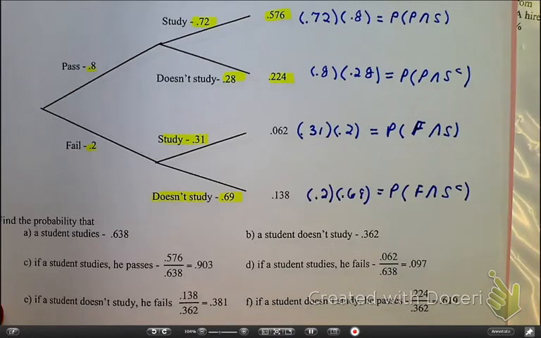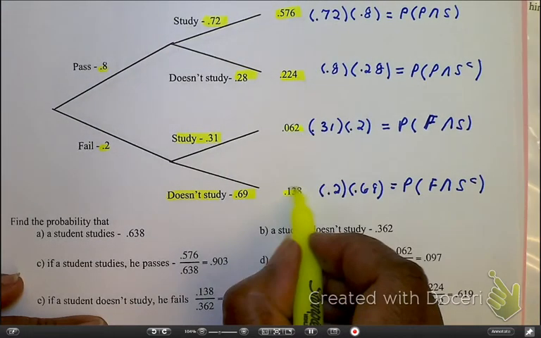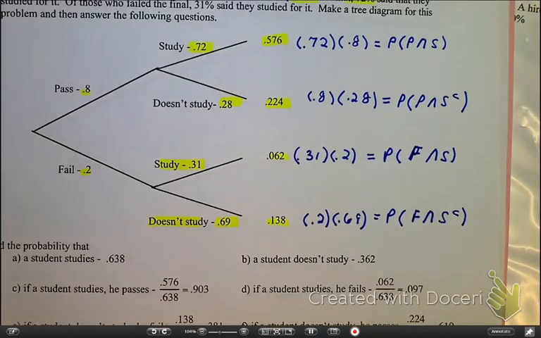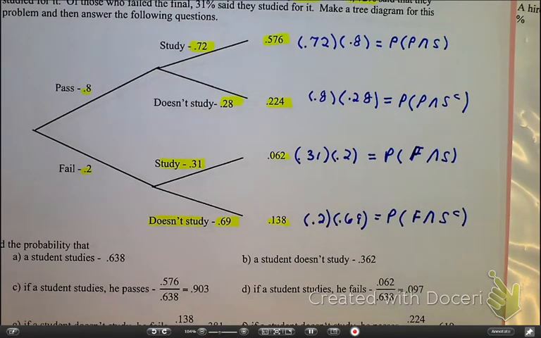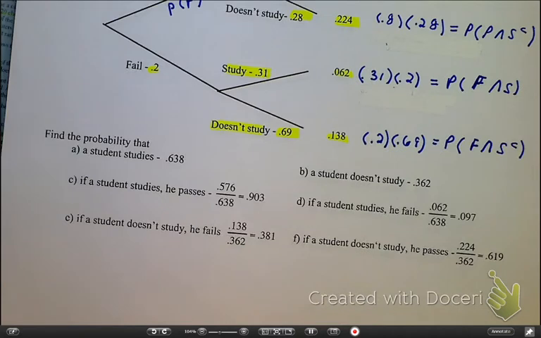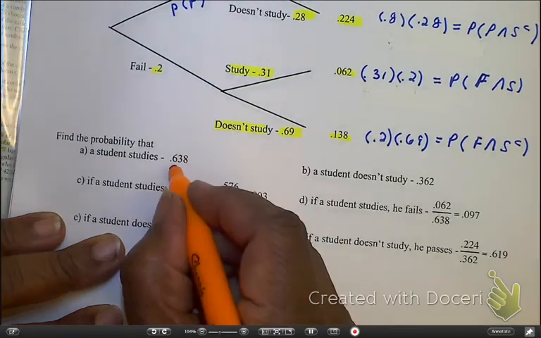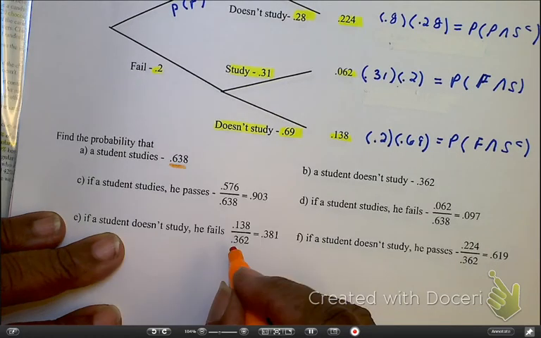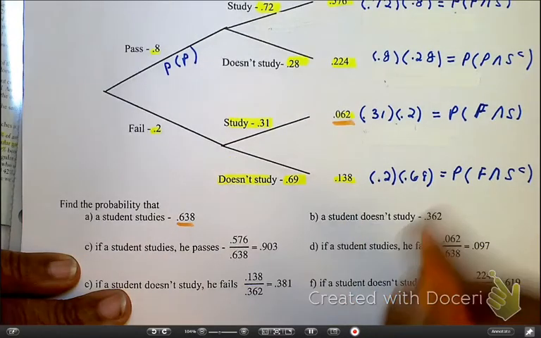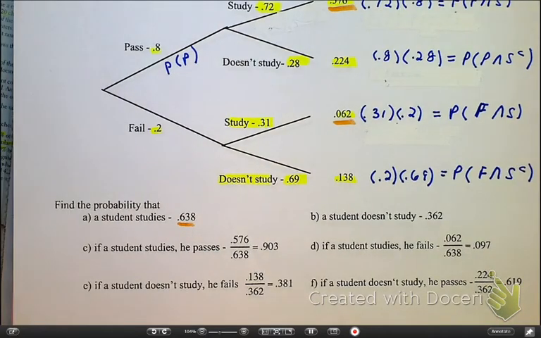And here, I've written in all the other probabilities in your symbols. Now I'm going to put in the other notations, and you can copy them down. Let's look at the probability of all studies. So let's look at A. So the probability of student studies. You can see that that's the answer, but where did it come from? Here we studied, and here we studied. So just adding those two together.